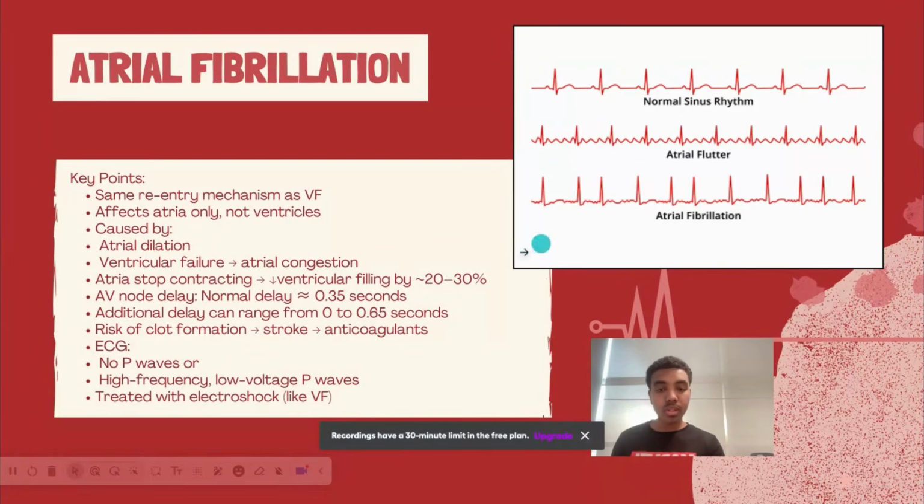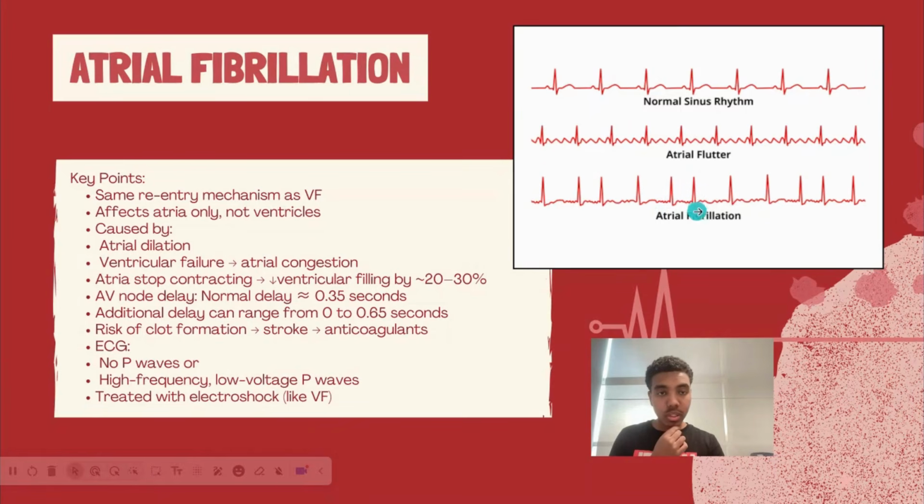However, when you have stagnant blood in the atria, this can cause blood clots, right? You're not pumping the blood effectively from the atrium, so this is going to cause stagnant blood, and this is going to cause blood clots, which can then dislodge and cause strokes if they go to the brain. And that is why those patients are given anticoagulants.